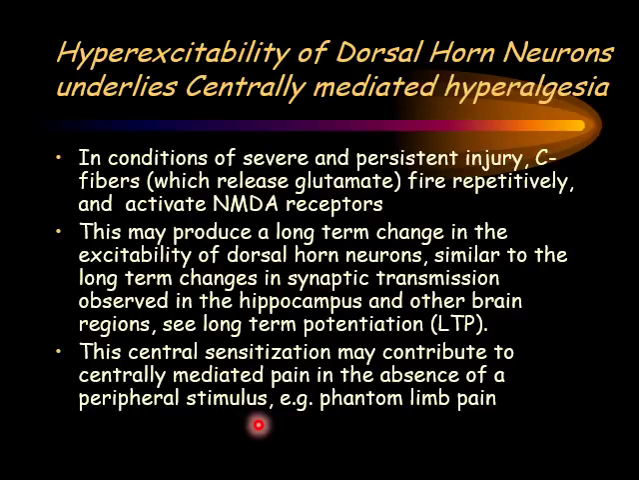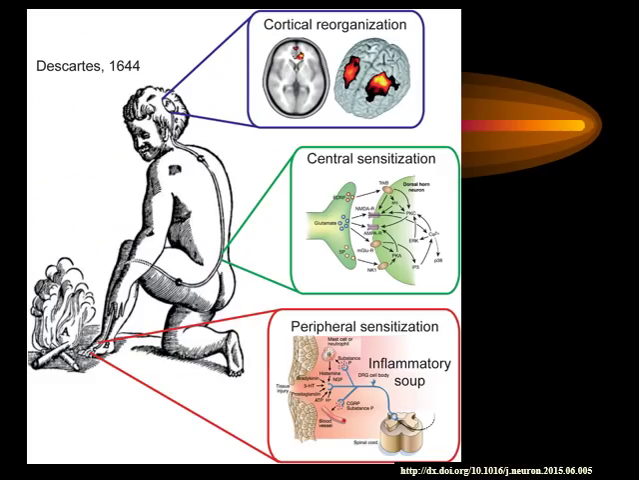That sensitization may contribute to pain even in the absence of a peripheral stimulus, and we see that in phantom limb pain, where a limb has been removed, and yet there's a sensation of that limb that might be painful. It's clearly due to a change in excitability either in the spinal cord or higher structures that have been repeatedly bombarded by activation initially from the peripheral nervous system.